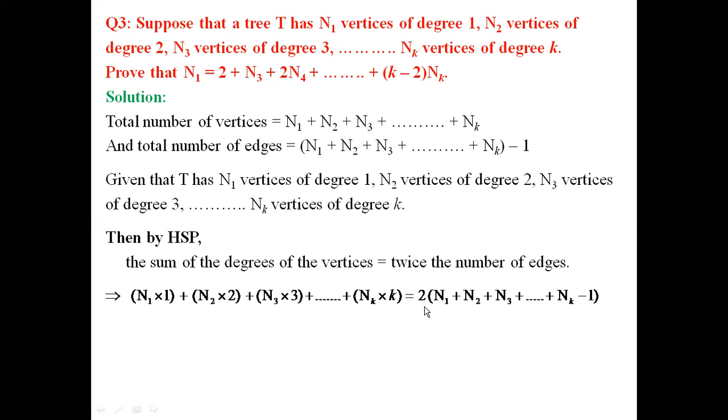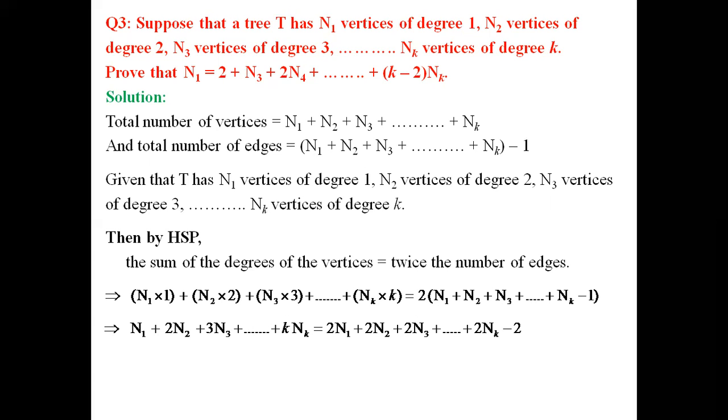So the total number of edges in the tree is n1 plus n2 plus n3, etc., up to nk minus 1. We have taken the same thing in the RHS multiplied by 2, because it is twice the total number of edges. We need to simplify this to get the required result. So n1 plus 2 into n2 plus 3 into n3, etc., up to k into nk is equal to 2n1 plus 2n2 plus 2n3, etc. Each number is multiplied by 2 here. So minus 2 is the last term.